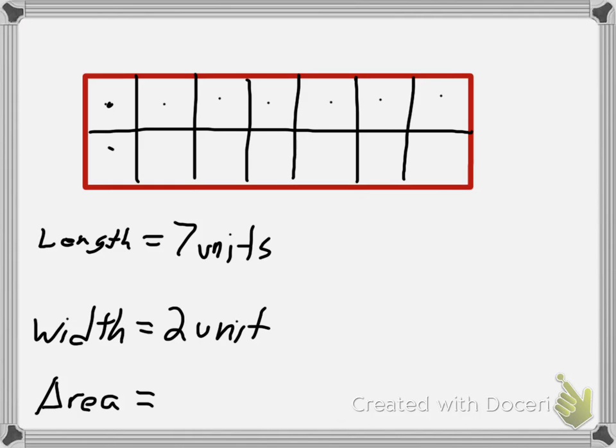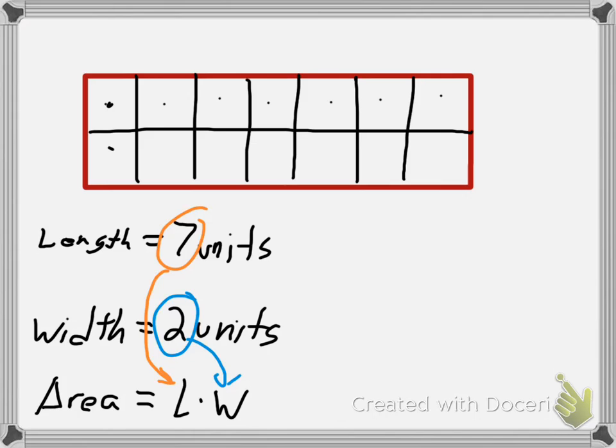2 units. Now, if I need to find the area of this rectangle, if I think back to maybe 5th grade, I remember that area is equal to the length times the width, or L times W. That L and that W are variables, and what I can do is I can replace those variables with what I know the length and the width are. So I know that the length is 7, I can replace it with the L. I know that my width is 2, I can replace it with the W.